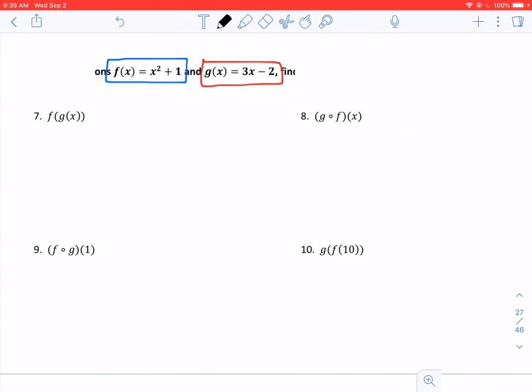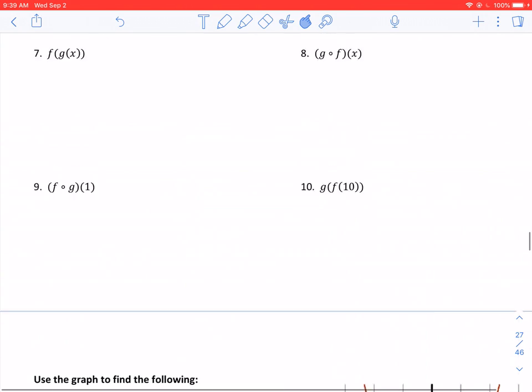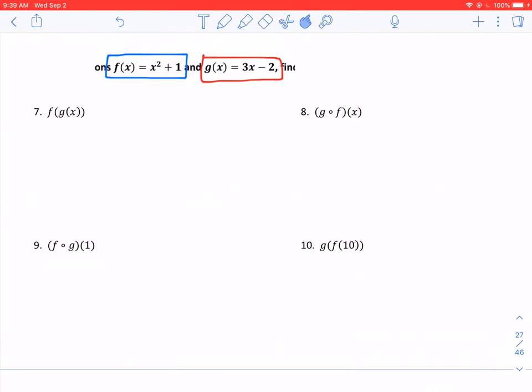Okay. In this video, we're going to look at 7 through 10, and then we may look at the graphs on the next page, where we introduce a brand new operation. I say brand new to the lesson, but you've hopefully seen this in Algebra 1 and 2. The composition of two functions.